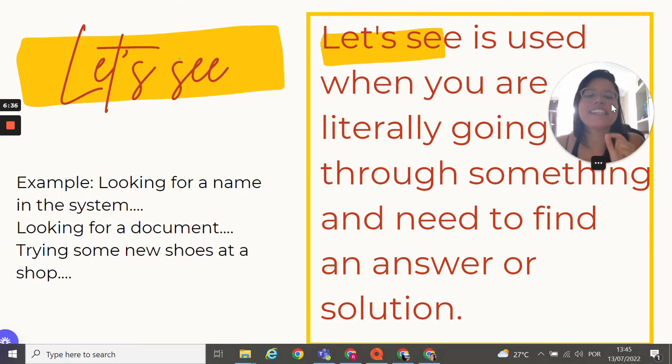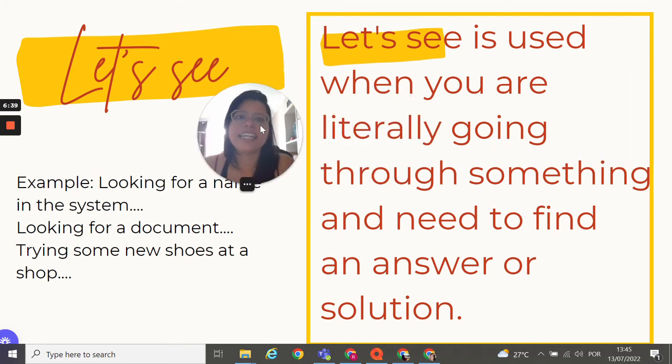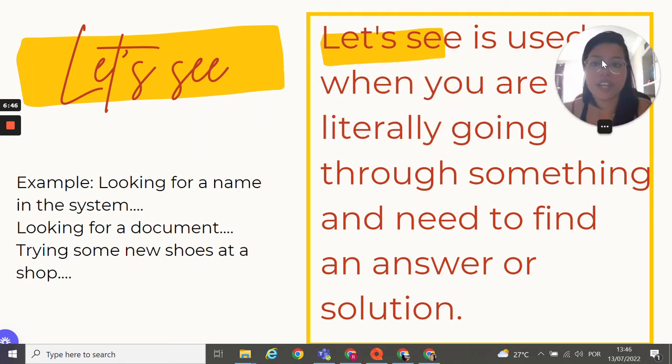Now, the difference between "let's see" and "we shall see." "Let's see" is used when you are literally going through something and you need to find an answer or solution. So I work for a university, and sometimes I have to look for a name in the system, the name of a student, for example. And imagine that my boss came up to me and said, Haiza, you need to find this name because I can't find this name. And I start to look through the system, type in the name of the person, and I say, let's see.